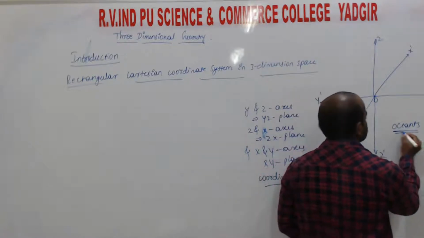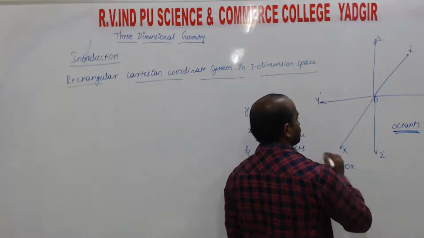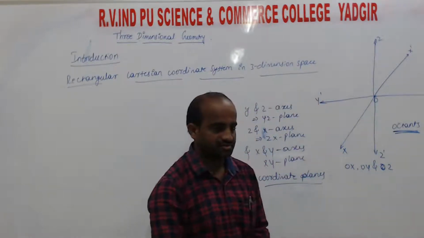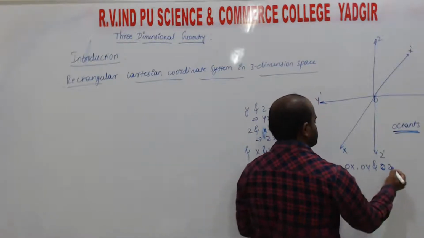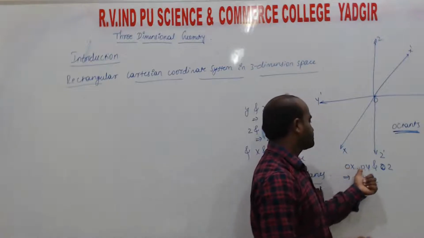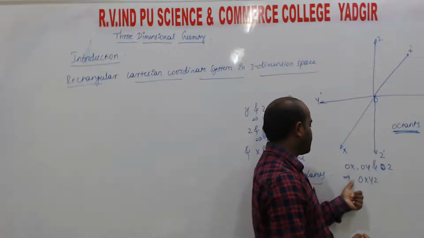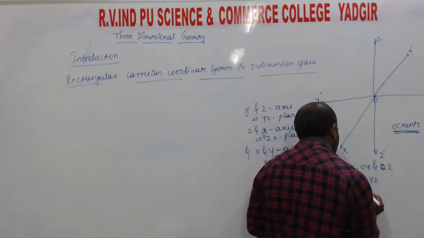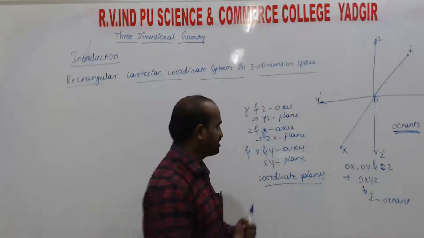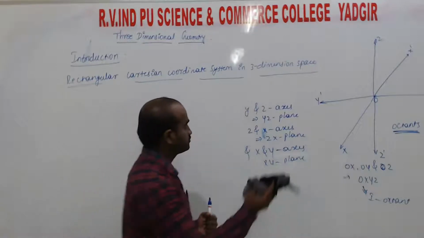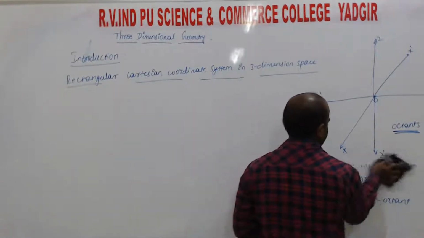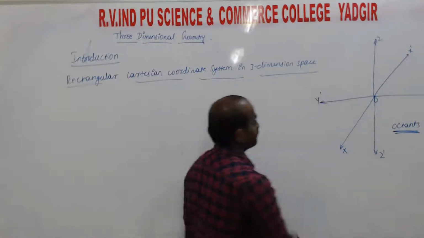Next, the octant having OX, OY and OZ as its edges is denoted by OXYZ. This is the first octant. In total you get 8 regions. One by one we will study.